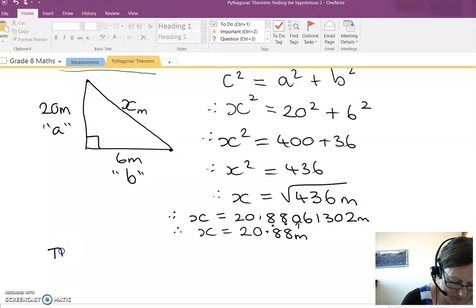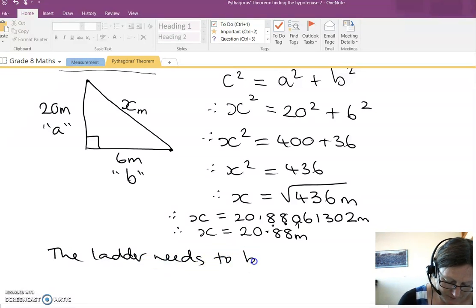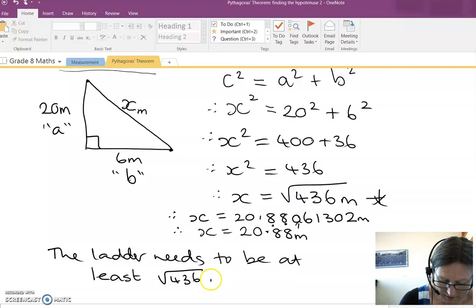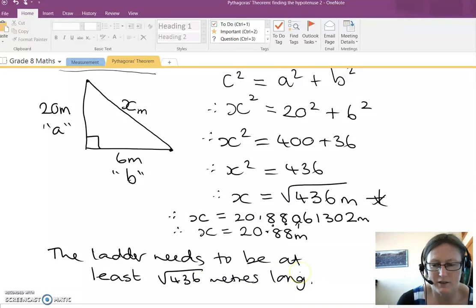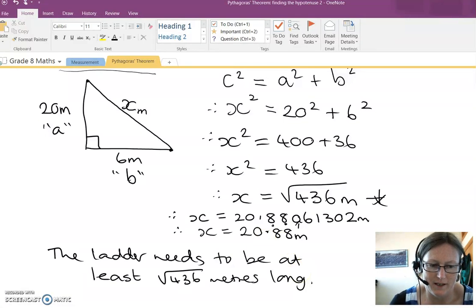So the answer would be, the ladder needs to be at least, and remember the question did actually ask us to leave it in exact form, so this was our answer. The ladder needs to be at least the square root of 436 metres long. Remember, if you're given the question in a sentence, put your answer as a sentence.